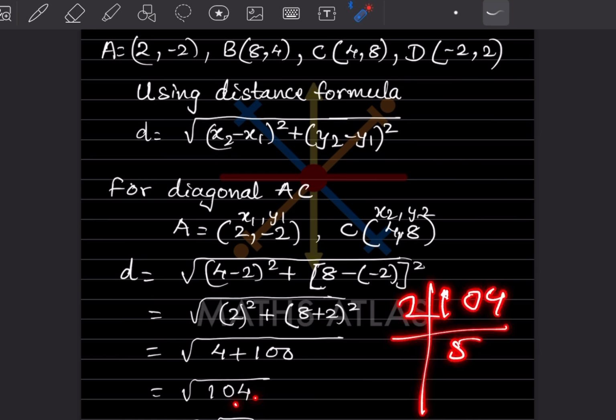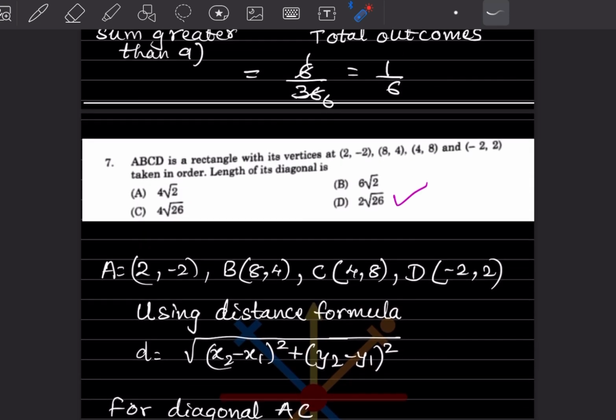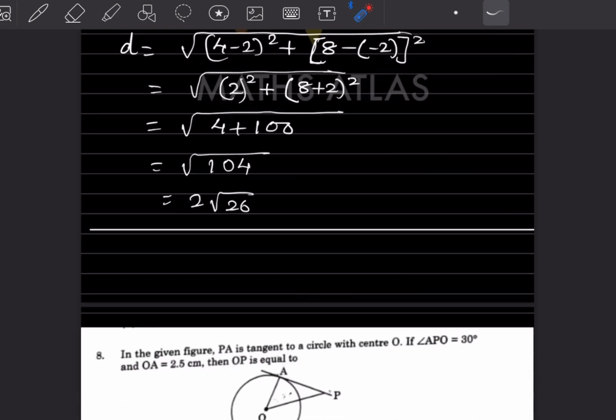2 2s are 4, 2 2s are 4, 2 13s are 26. So what we can see here is that 2 times 2 is 4. 4 is a perfect square and the remainder is 26. So we can write this as root of 4 into 26. This 2 will go outside the root, so that is 2 root of 26. So this is the correct option.